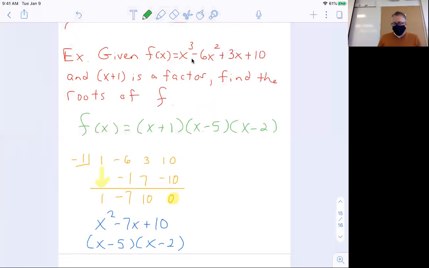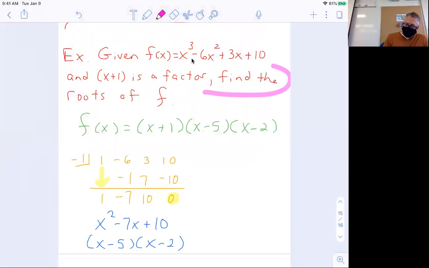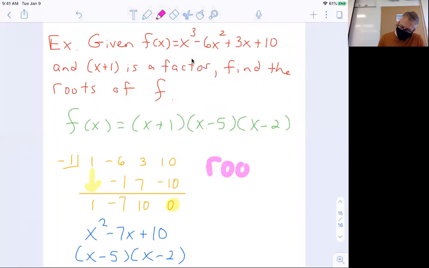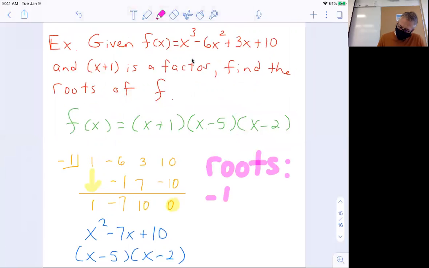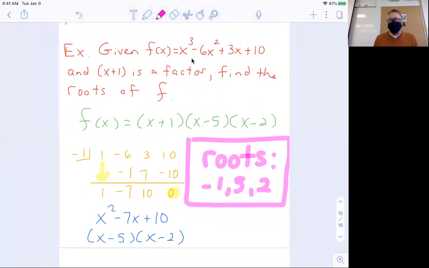All right, but last but not least, remember this said find the roots. So even though I have this factored, that means my roots are -1, 5, and 2. So my roots are -1, 5, and 2. So just be careful that you're answering the question as to what's being asked. If it says to write it in factored form, that would be our answer. If it says find its roots, then that will be our answer.